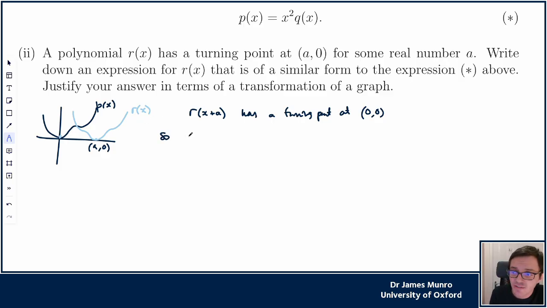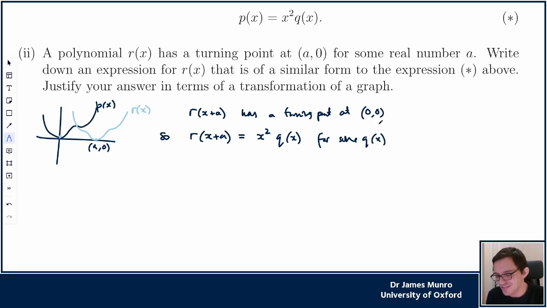So we can write r of x plus a, this translated object, as x squared times q of x, for some polynomial q of x. Now, this might not be the same q as your favourite polynomial p that we had before, but it's true for some polynomial q of x. Okay, and then I want to do a substitution on both sides. I want to turn this back into a statement about r of x.